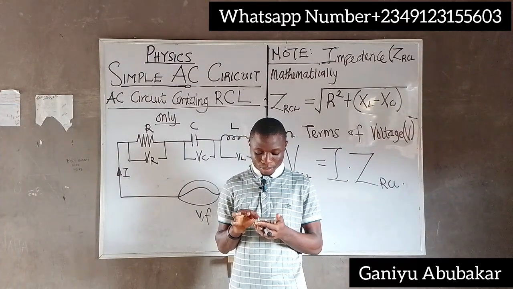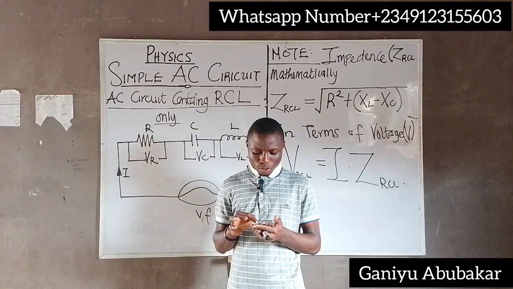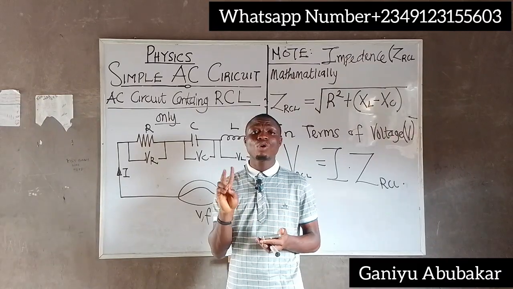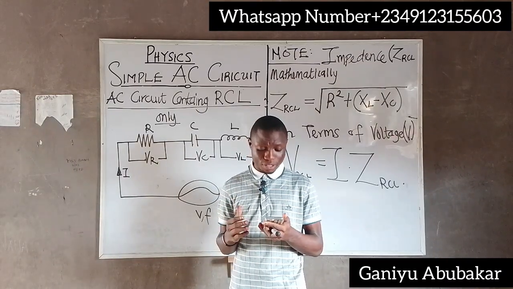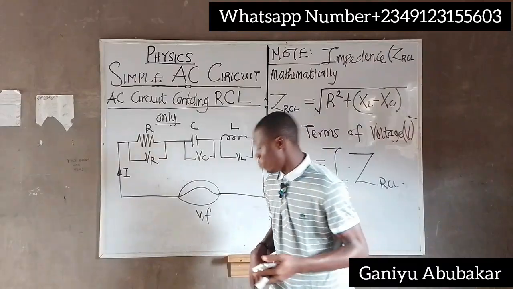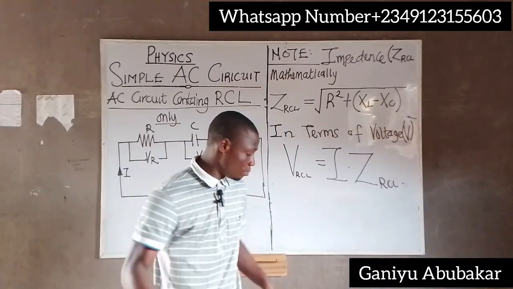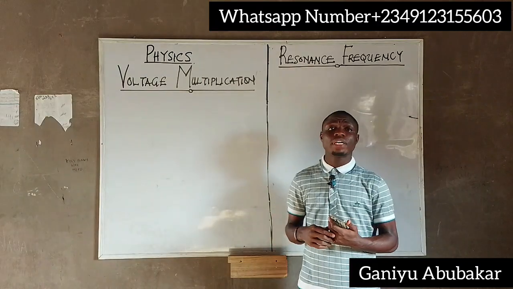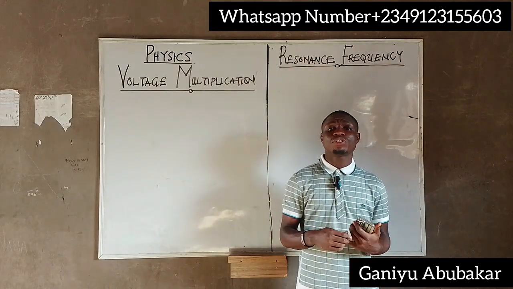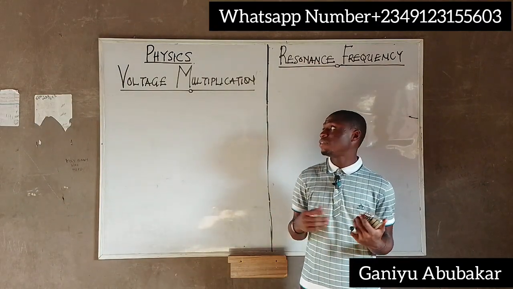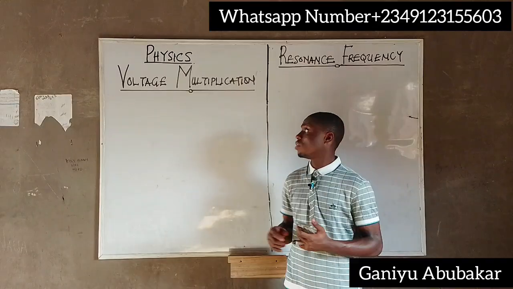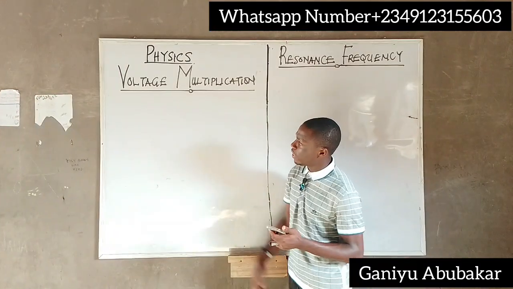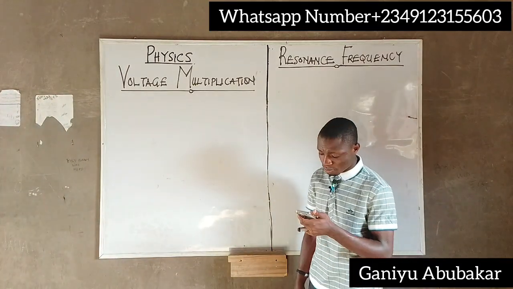Let's look at two more concepts. We'll come back to solve past questions in the study of simple AC circuits. Let's look at the first part, which is voltage multiplication.